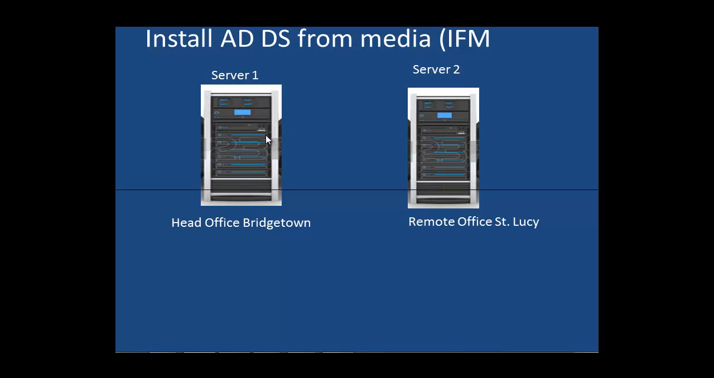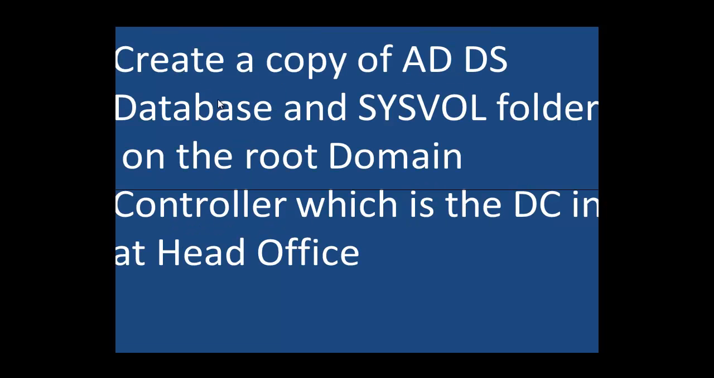Once we have copied that data, we're actually going to point to that data when we're doing the install of Active Directory domain services on server 2. So again, we're going to create a copy of Active Directory domain services, and we are going to copy that from the head office domain controller, and we are going to place it on the second domain controller so that we will be able to point to it when we are doing the install.